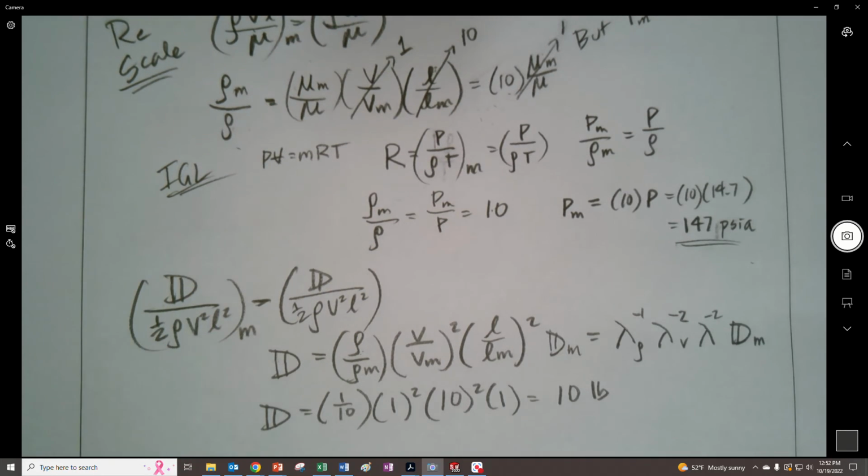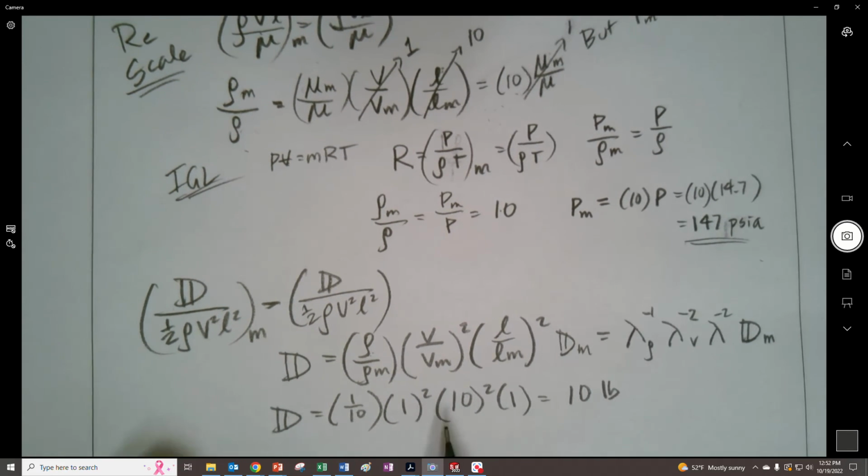But keep in mind that we might be limited by a Reynolds number range. But we're probably going to be okay in this one.